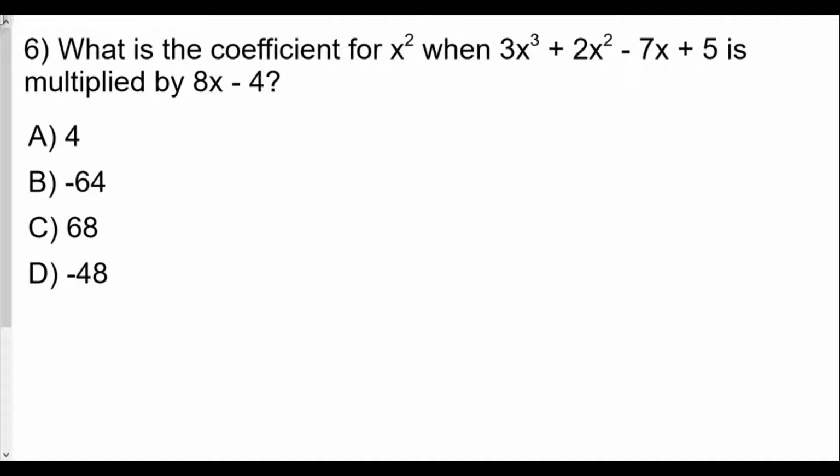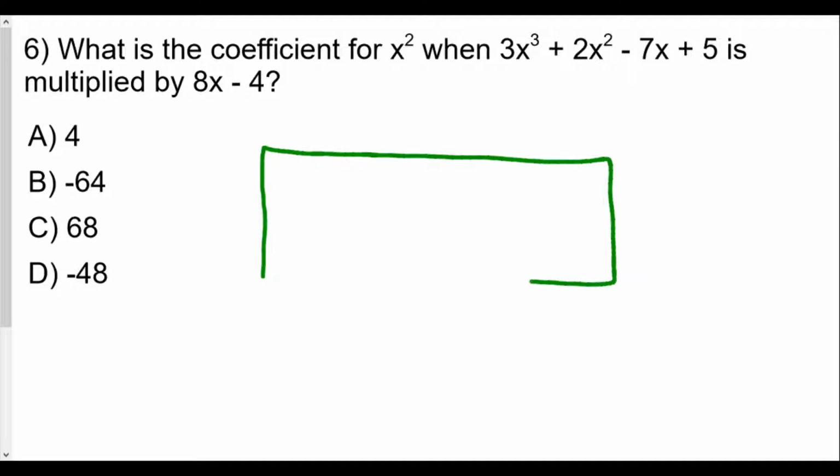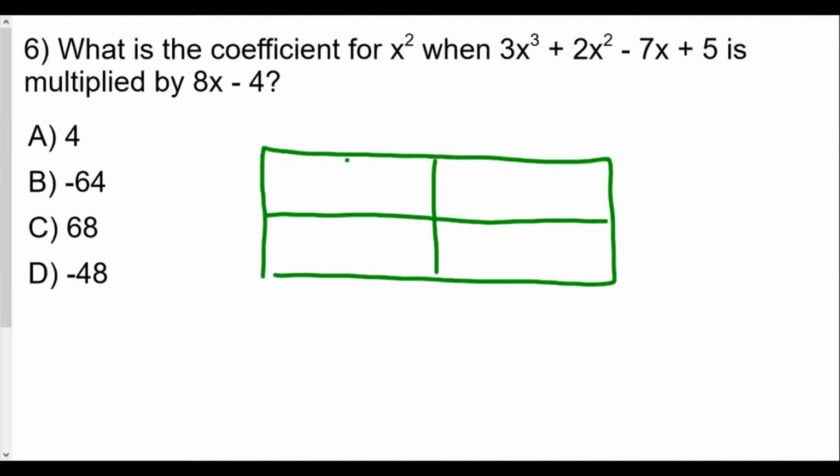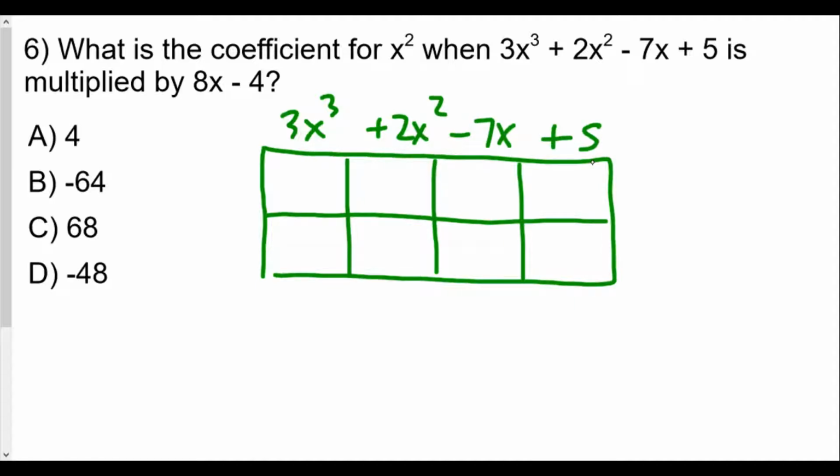So we're going to multiply, and especially with a large polynomial, I like using the box method. Some guys like the box method. It organizes all my information a little nicer. My handwriting is not the best, so anything that helps it be more organized is probably the best thing to do. So I put 3x cubed plus 2x squared minus 7x plus 5. On the side, I have 8x and minus 4. So we're definitely multiplying here.